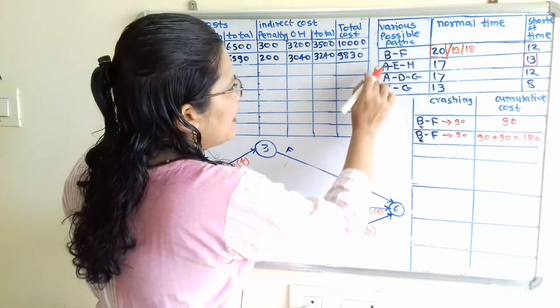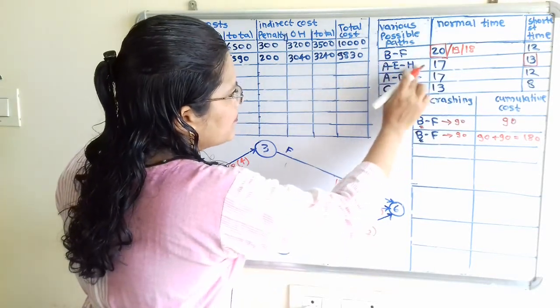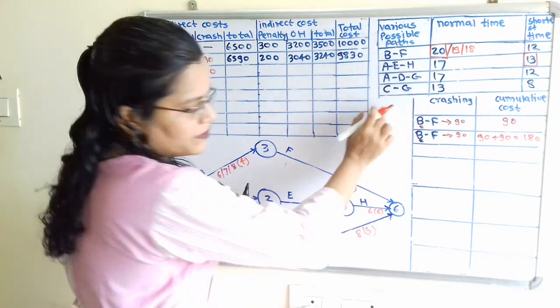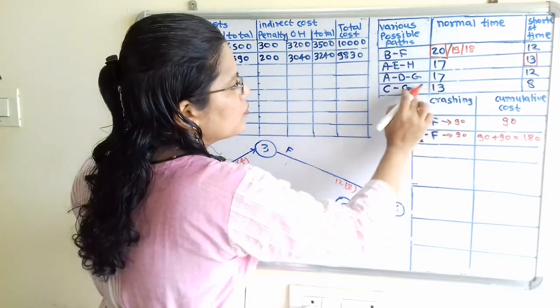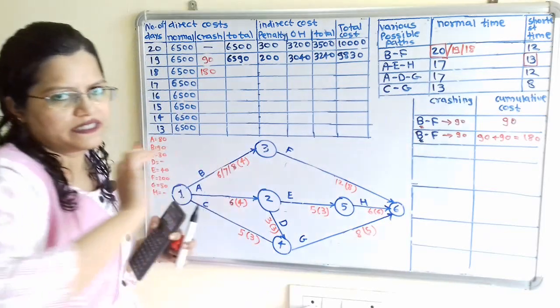Now at the same time we have to check whether B is present for the other parts. Suppose B is present for this fourth row, then we have to reduce this also, but B is not present.